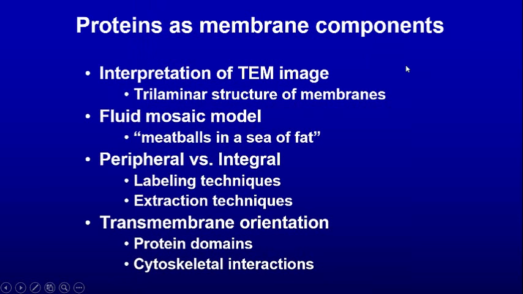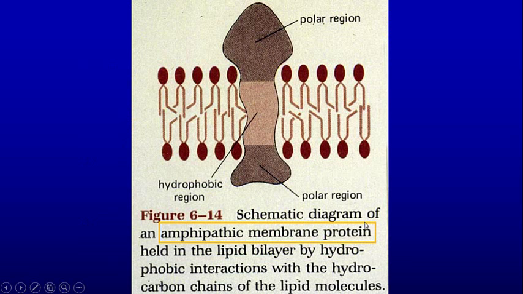So proteins are membrane components. We want to interpret the trilaminar structure, talk about the fluid mosaic model, peripheral versus integral proteins, the extraction procedures, and transmembrane orientation and its interaction with the cytoskeleton. That's what we're going to talk about in the next couple of slides. So you see, you not only have amphipathic phospholipids, but also the proteins can be there. You can have hydrophobic amino acids, and again these groups will want to run away from the water, and in doing so, they get embedded in the membrane.